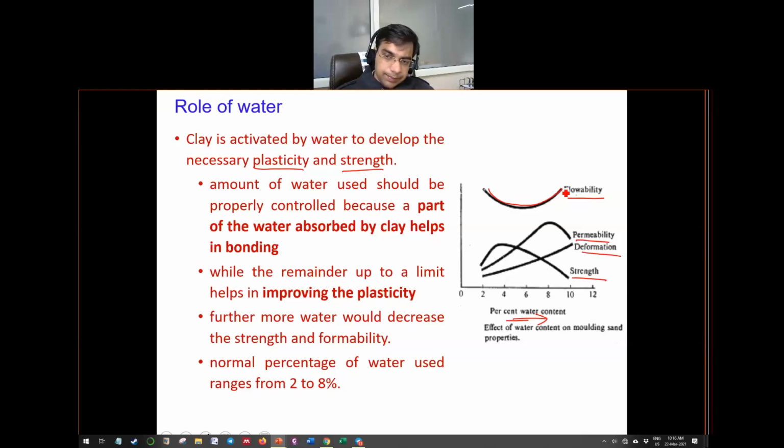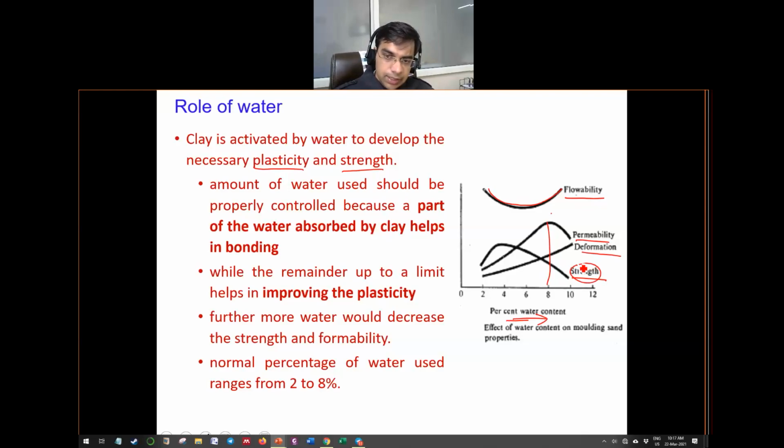Then we have permeability. At a certain percentage, say this 8%, the permeability increases. Beyond that, it decreases. As the content of water becomes too high, the heat which is carried with the molten metal may not be sufficient to evaporate it. At that time, the water molecules are going to stay in between the sand without getting evaporated, thus affecting the permeability. And similarly, the deformation will also increase as the content of water increases, because the sand may not be able to hold the strength, which also decreases beyond this 8%.